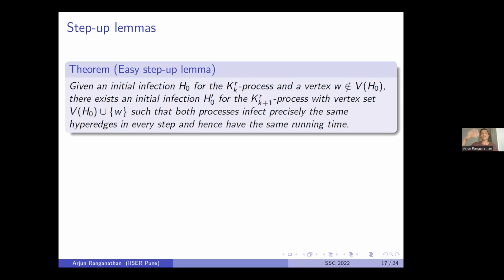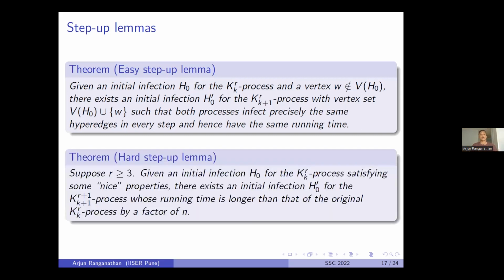So for instance, we saw a construction of H0 for the K43 process. And what this is saying is there's a way to add a vertex and slightly modify H0 to make it a K53 process that infects the same hyperedges in every step, which you can then make a K63 process that proceeds in the same way and so on. And now a slightly harder step-up lemma. So let's say the uniformity r is at least 3.